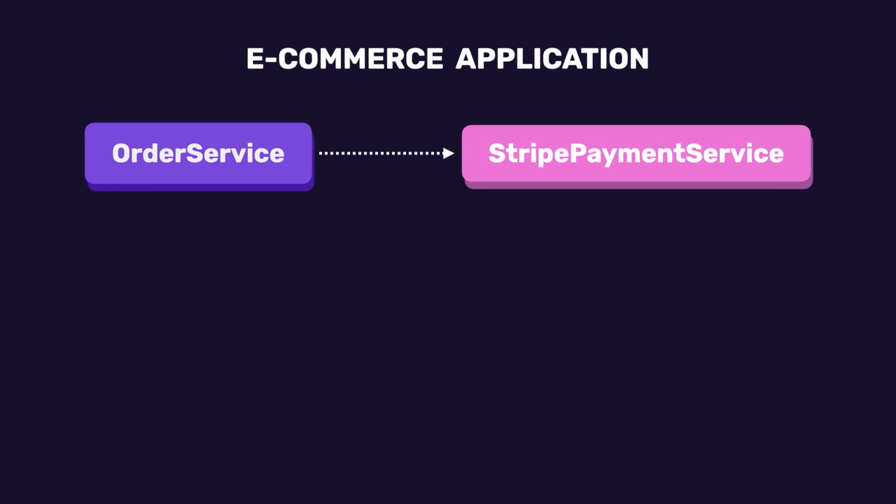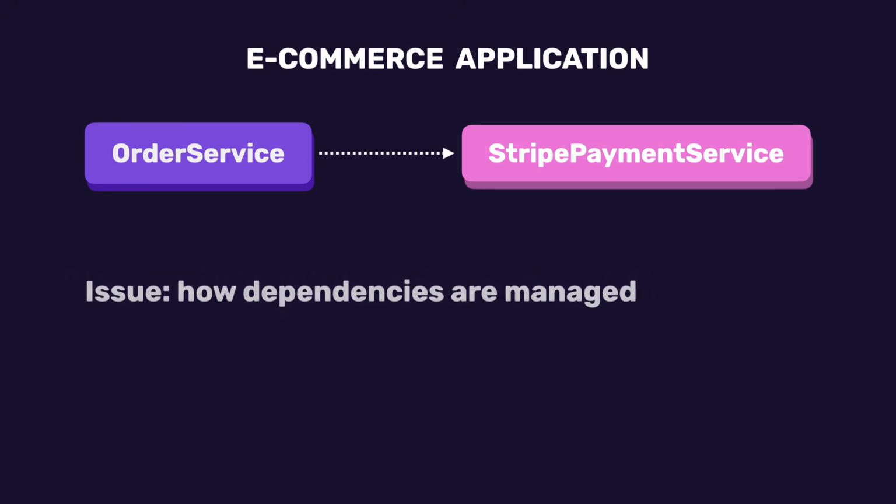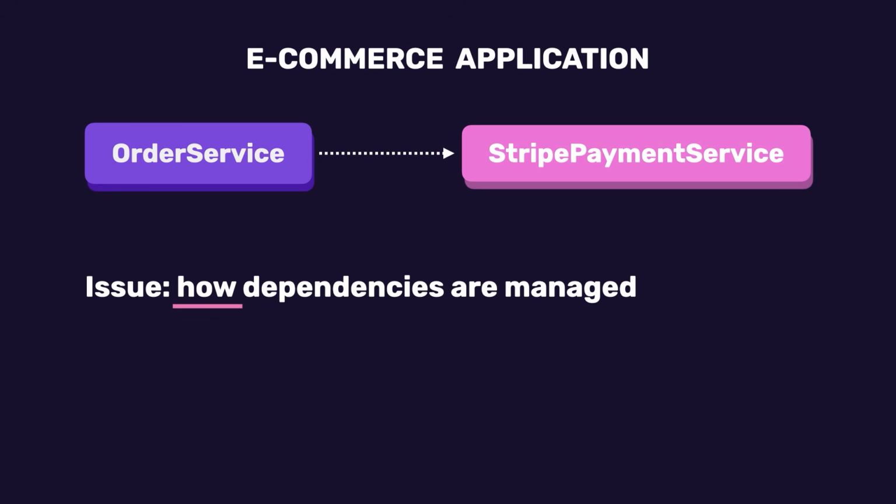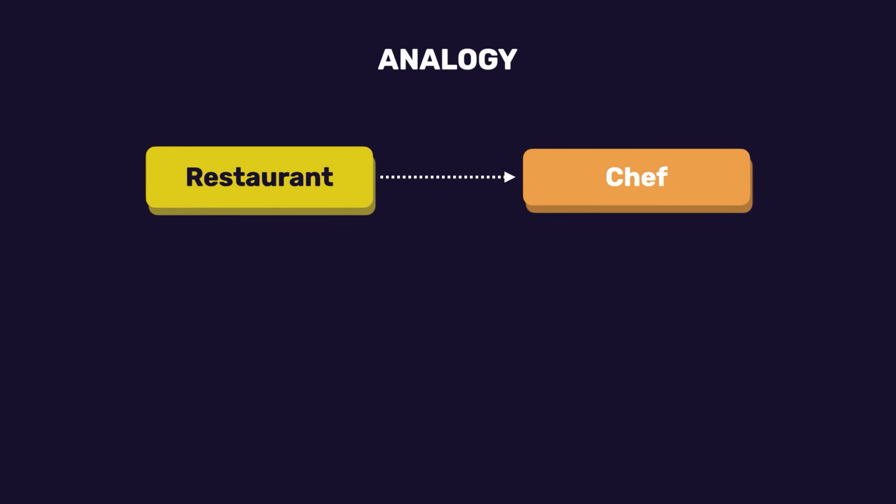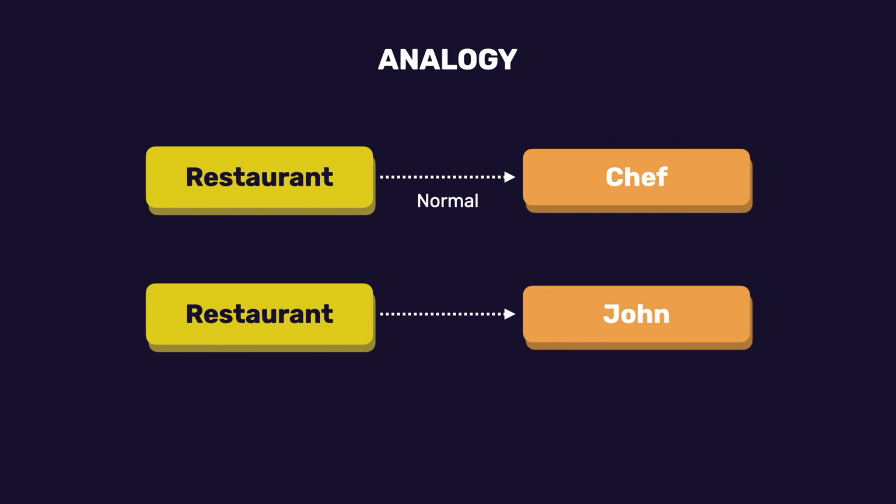Now, the problem here isn't that order service depends on Stripe Payment Service. Dependencies are normal in any application. The issue we have here is about how the dependency is created and managed. Let me give you an analogy. Think of a restaurant. A restaurant business needs a chef, right? So there is a dependency between the restaurant and the chef. If the current chef becomes unavailable, the restaurant can hire another chef. This kind of dependency is totally normal. But what if we replace chef with John? That means our restaurant is now dependent on John, a specific chef. What if John becomes unavailable? We can't replace him with someone else, and the restaurant will be in trouble. This is an example of tight or bad coupling.